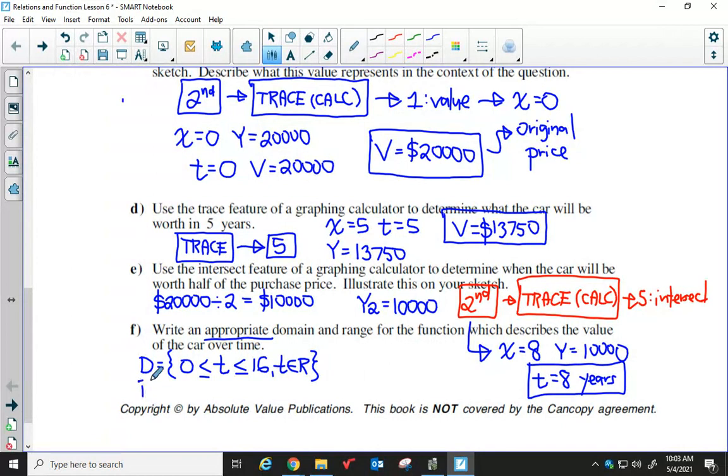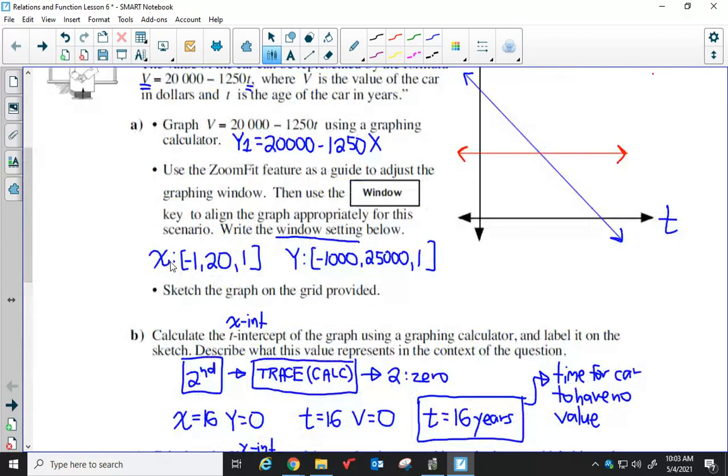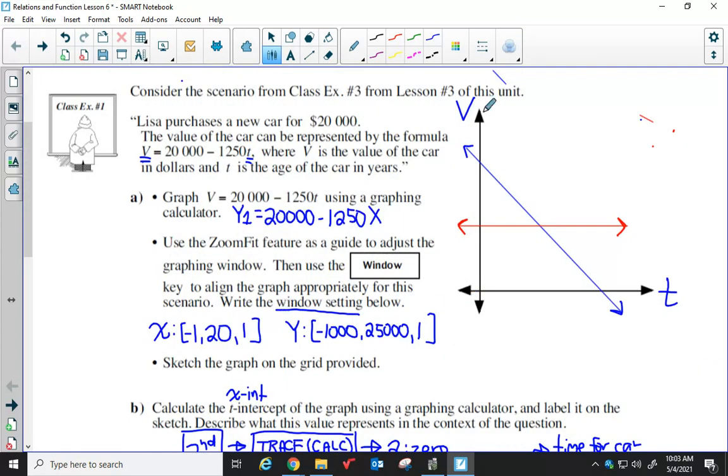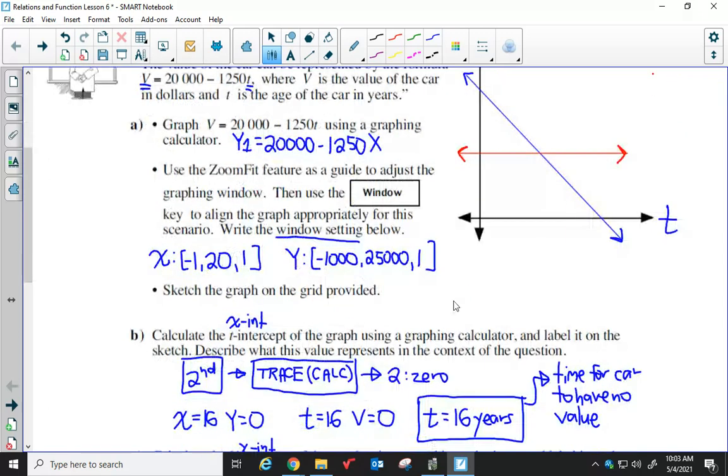The range. So let's make physical sense of this. The lowest value of the range is going to be the value of the car. The lowest value you can have is 0. You can't have a negative value for the car. And the maximum value for the car would be the value that you start off with, which would be 20,000.